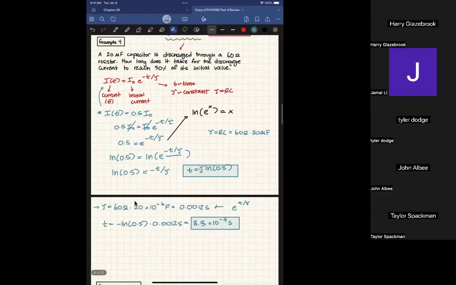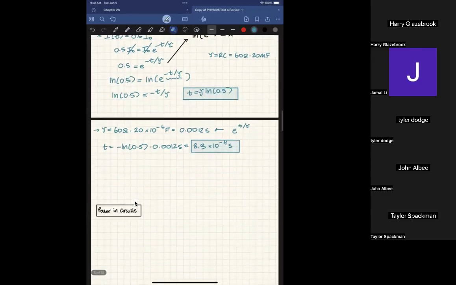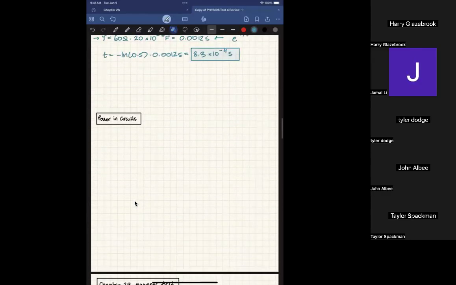Any questions about this? Okay. This is a really important problem to understand because I guarantee you there's going to be at least one problem on it because it's really easy to put into a test. As long as you remember discharging and you remember just a little bit how to deal with exponents, then you'll be all good. Cool. So now this is just the last part of chapter 28.